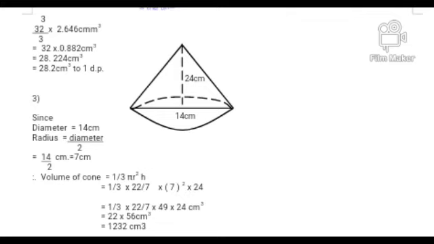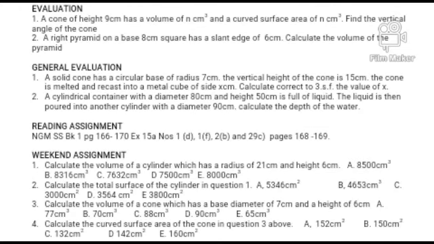And the last question is to find the volume of this cone, whose diameter is 14 centimeter and the height is 24. Now, when you have your diameter to be 14, then you divide by 2 to have your radius, which is 7 centimeter. And you put all these values into the formula of the volume of a cone, which is 1 over 3 times 22 over 7 times 7 squared times 24, which eventually gives us 1232.